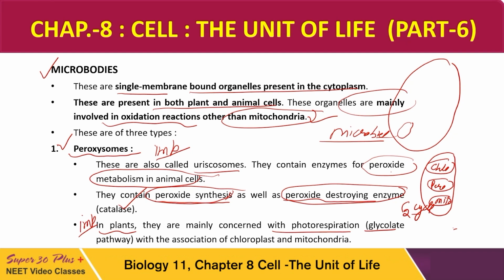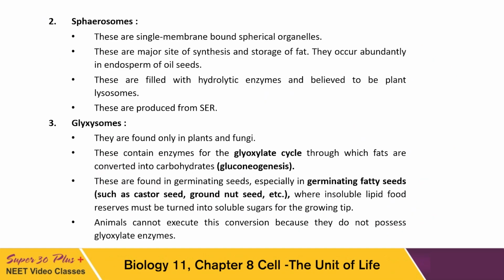Photorespiration, I repeat, is also known as the glycolate cycle or pathway, and three organelles are associated: one is chloroplast, one is peroxisome, one is mitochondria. In plants which do photosynthesis, especially C3 plants, photorespiration takes place in peroxisome with the association of chloroplast and mitochondria. Okay. Come to the next now, number 2, spherosomes.